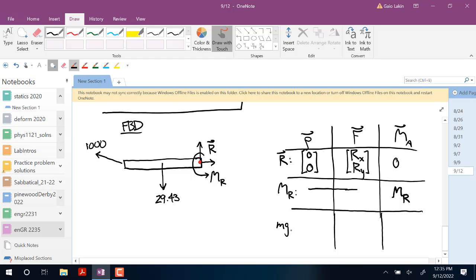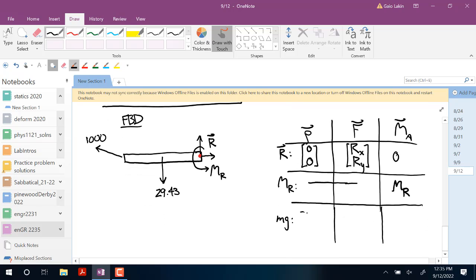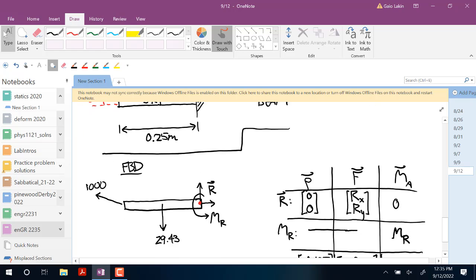And then the weight force, the row vector is negative 0.125, 0. The force vector is 0, negative 29.43. What do you get when you multiply those two? 3.68. The whole thing is 0.25 and the weight is acting at the middle. Yeah, so it's half of that.